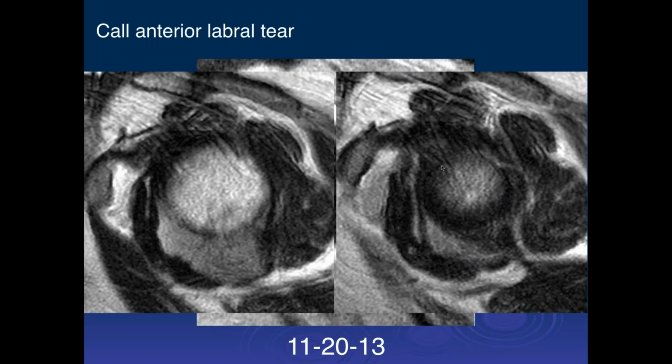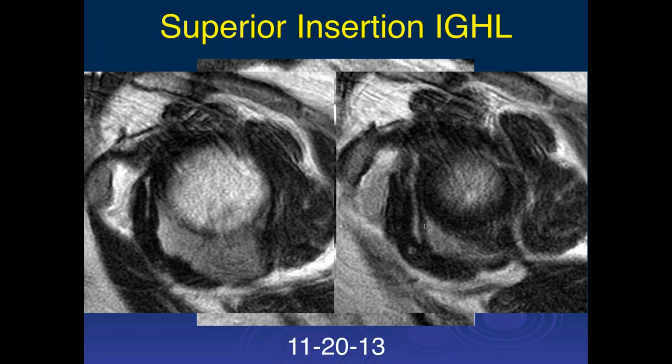And on the sagittal images here, where we have contrast, we can separate the middle glenohumeral ligament from the superior insertion of the anterior band. So I'm pointing out this anatomy over and over again, because it's a common mistake that I've seen in people who aren't aware of this possibility.